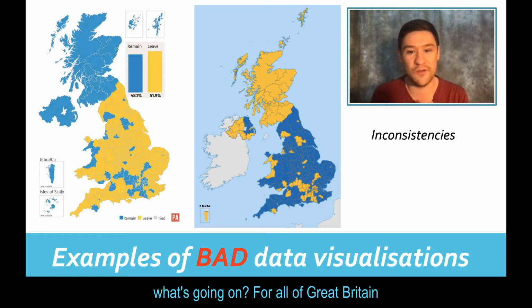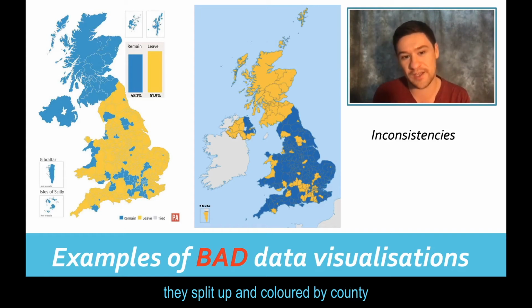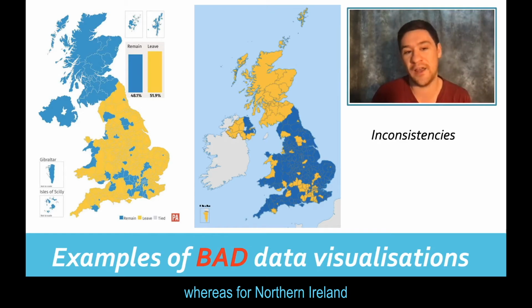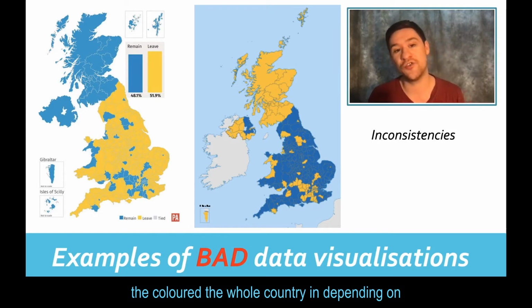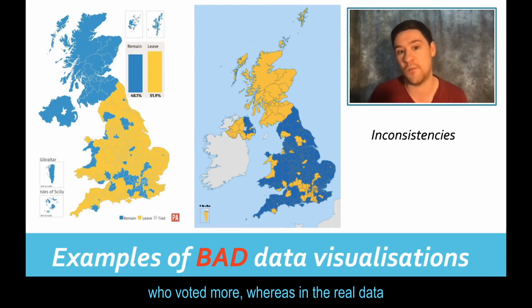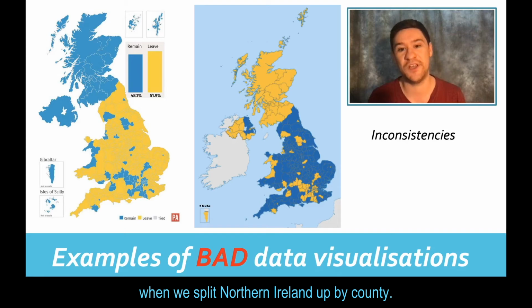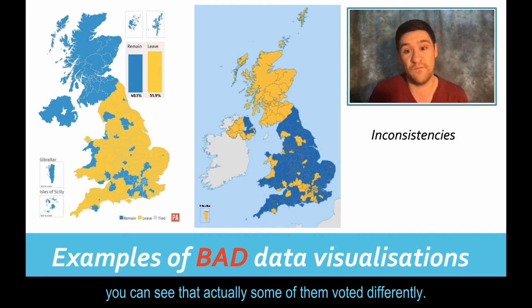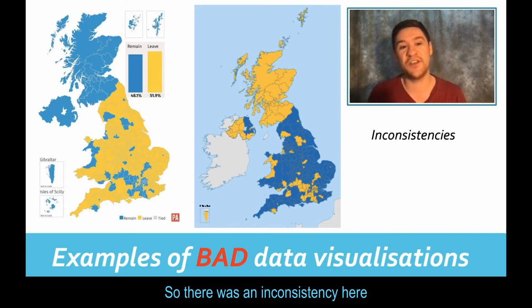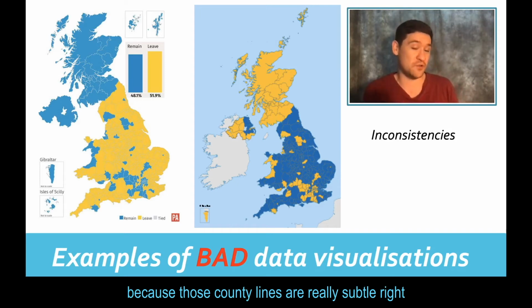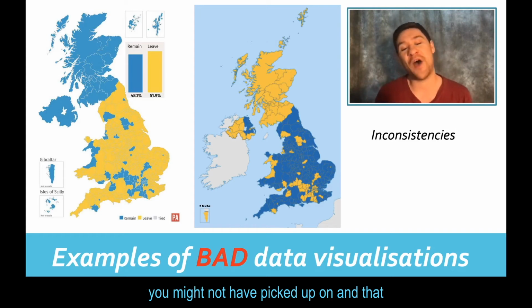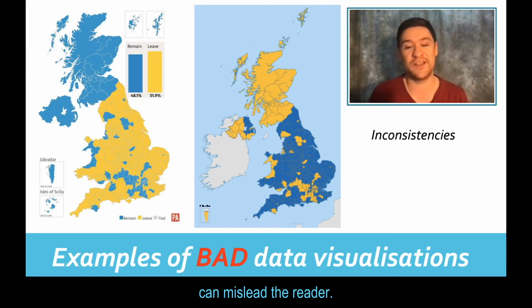What's going on? For all of Great Britain, they split up and coloured by county, whereas for Northern Ireland, they coloured the whole country in, depending on who voted more. Whereas in the real data, when we split Northern Ireland up by county, you can see that actually some of them voted differently. So there was an inconsistency here, which you might not have picked up on, because those county lines are really subtle, right? You might not have picked up on, and that can mislead the reader.